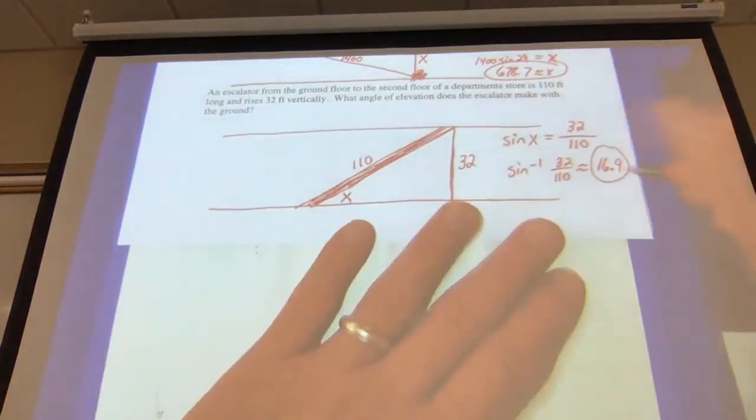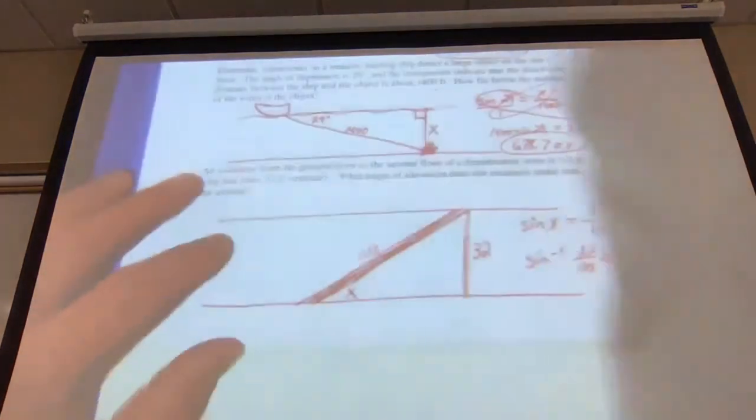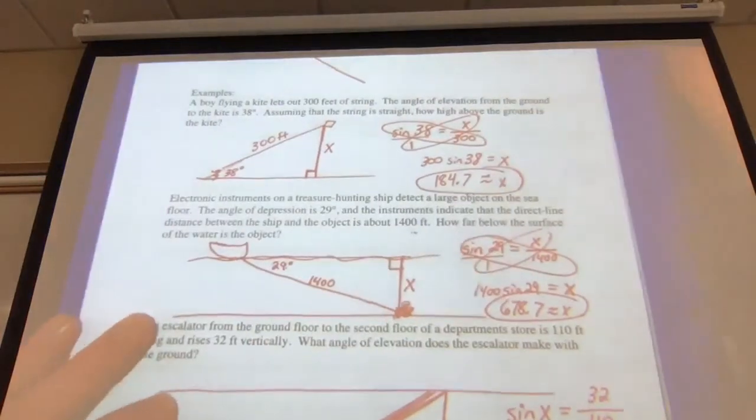16.9, 17 if you round it to the nearest degree, or nearest degree would work also. Once again, when you get to the test or the quiz, you just got to watch the directions as to what they want you to round to. This time around, they don't tell you what they want you to round to, so you can kind of decide. All right, any questions with those three?